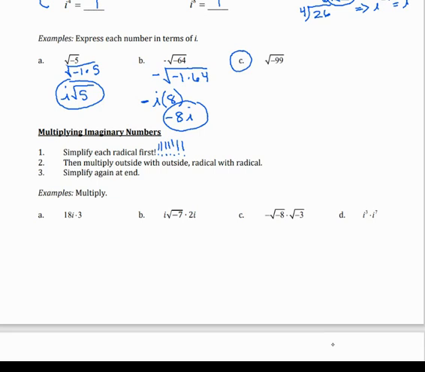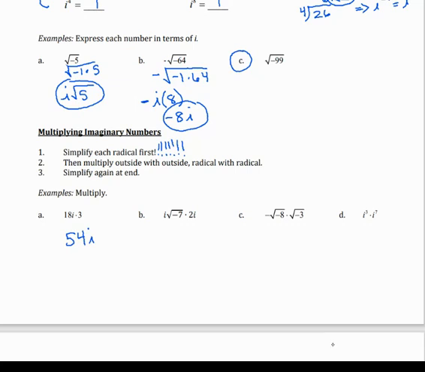So our first one's really straightforward. We have 18I times 3. So 18I times 3, simply just multiply those real parts, the coefficients of the values. So 18 times 3 gives me 54. And there's no other I's, so the I stays as is.